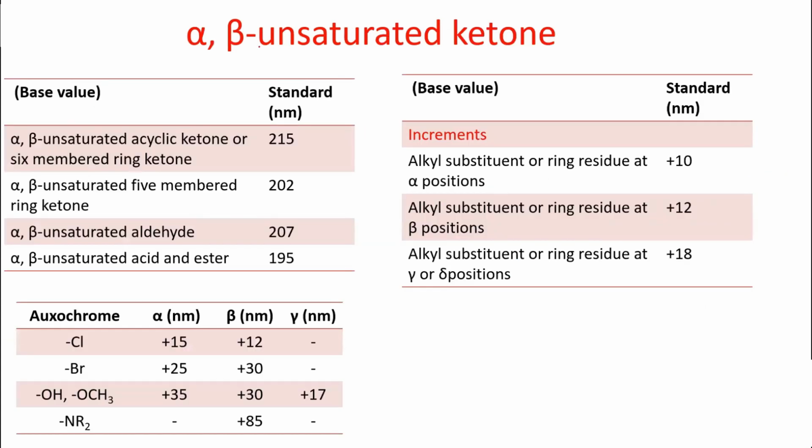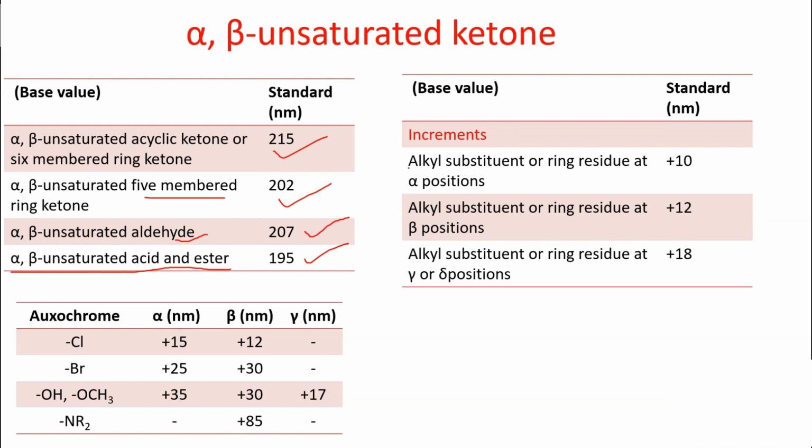Now we will discuss alpha beta unsaturated ketones. For alpha beta unsaturated acyclic ketone or 6-member ring ketone, the base value is 215 nanometer. For alpha beta unsaturated 5-member ring ketone, it is 200. If it is an alpha beta unsaturated aldehyde, the base value is 207 nanometer. For alpha beta unsaturated acid and ester, the base value is 195 nanometer.